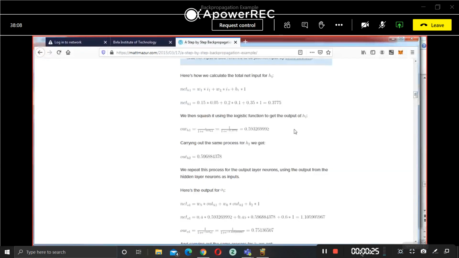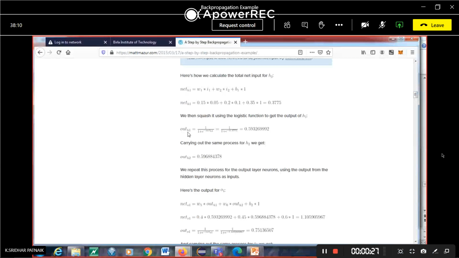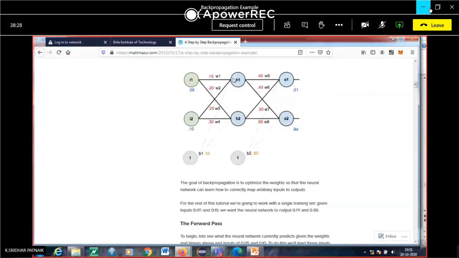Okay, so let me show you. So out of H1, this is the net input to the hidden layer, and what is the output of that hidden layer neuron 1, H1? You pass it to the activation function and you'll get this. Similarly, for out of H2 you'll get this. So I've got the output of the hidden neurons.